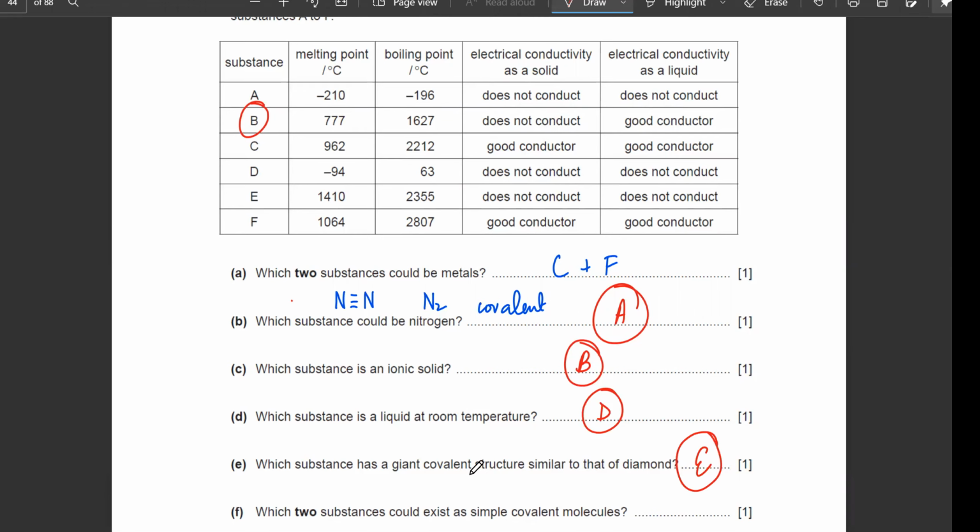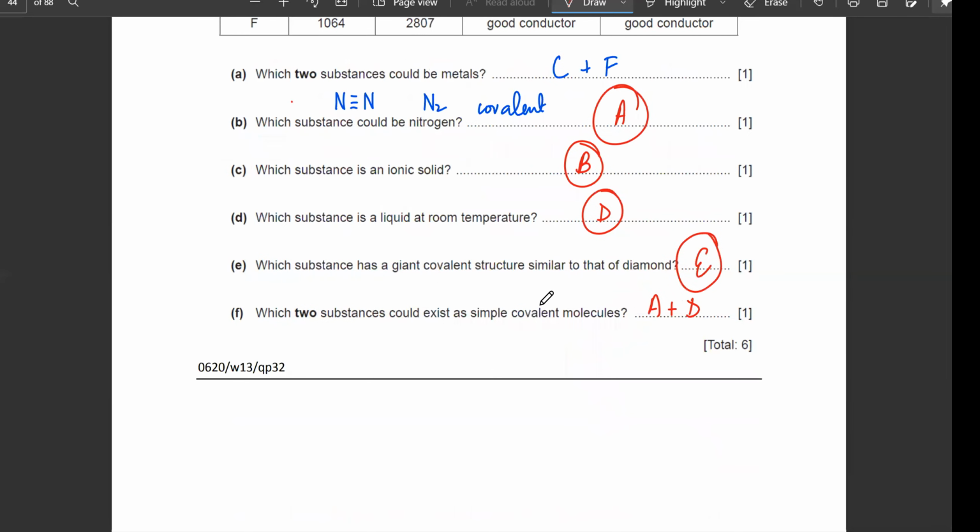Which two substances could exist as simple covalent molecules? The ones that do not conduct, which we did. The first one was a simple covalent molecule, low melting points, no electric conduction. This one also has low melting points and no electric conduction. So it's A and D.